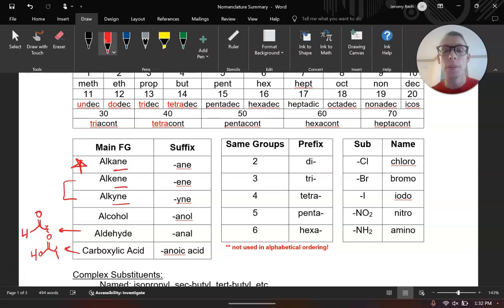You can also have substituents that aren't just your simple alkanes, like a methyl or an ethyl, an isopropyl. Some of the most common are going to be your halogens. I guess I didn't include fluorine on here. Fluorine would be fluoro, chlorine is chloro, bromine is bromo, and iodine is iodo. You take the key part of the halogen and then add an O. You can also have nitro or amino groups, and those are other ones that won't take over as your main functional group, like we see with alkanes, alkenes, alkynes, alcohols.